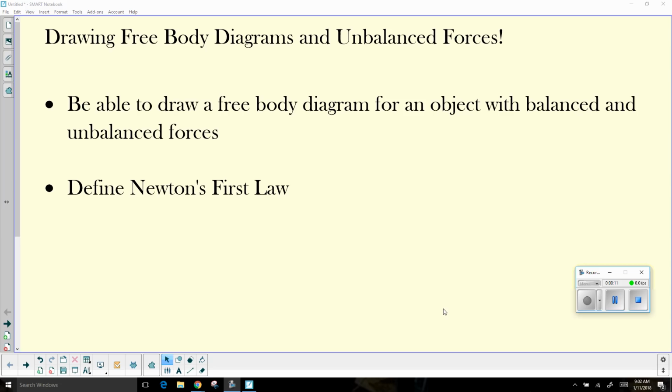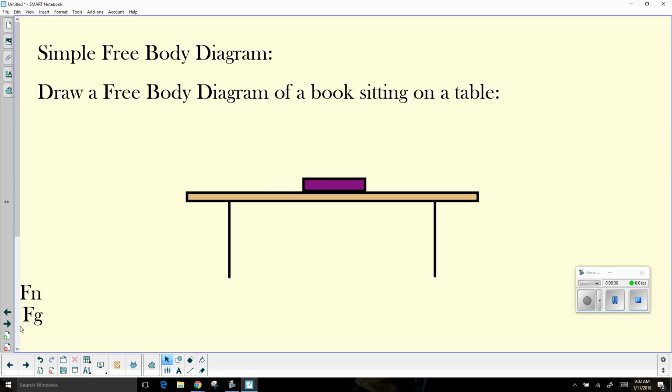And the second goal is to have you be able to draw free body diagrams and also depict free body diagrams when forces are balanced and unbalanced. This is an application of Newton's first law of motion that if you've taken physical science before, you probably have learned about and applied. So let's learn how to draw the most simple free body diagram in existence.